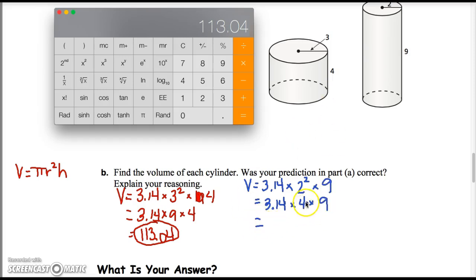And what I'm noticing is it's just the exact same sequence over here. So I'm going to get the same answer either way.